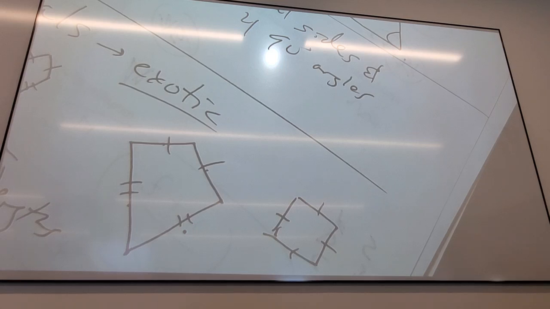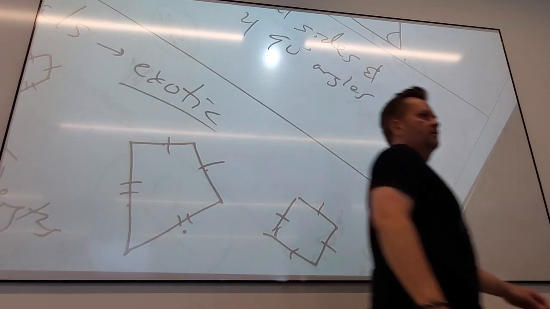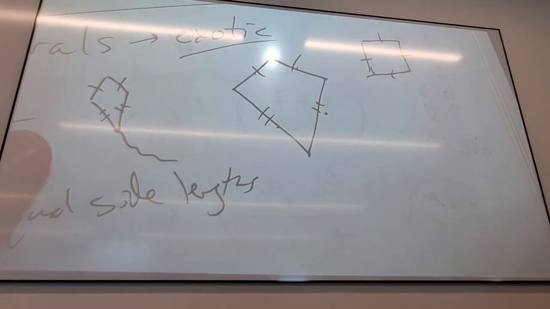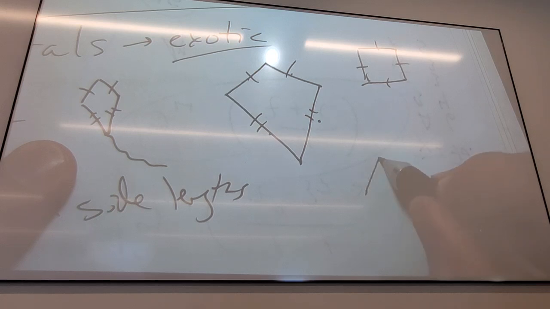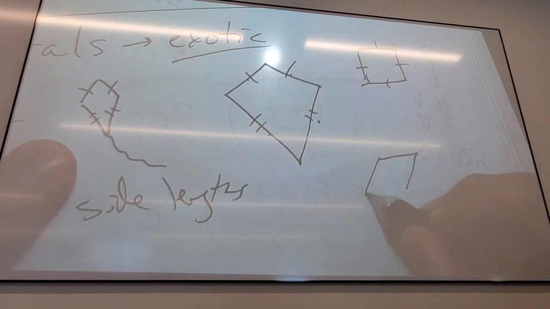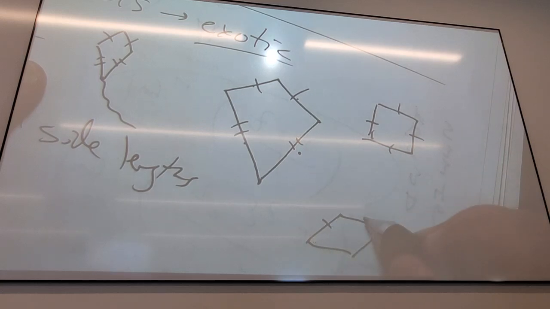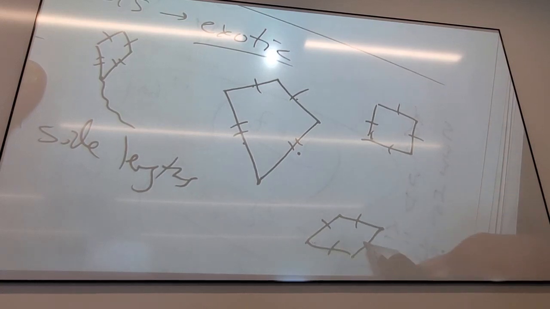Draw a rhombus for me that is not a square. Because when you draw a square, you've drawn a rhombus. But how do you draw a rhombus? Do your best to get them all the same length, yes? And if I turn it, are these two the same length? Are these two the same length?